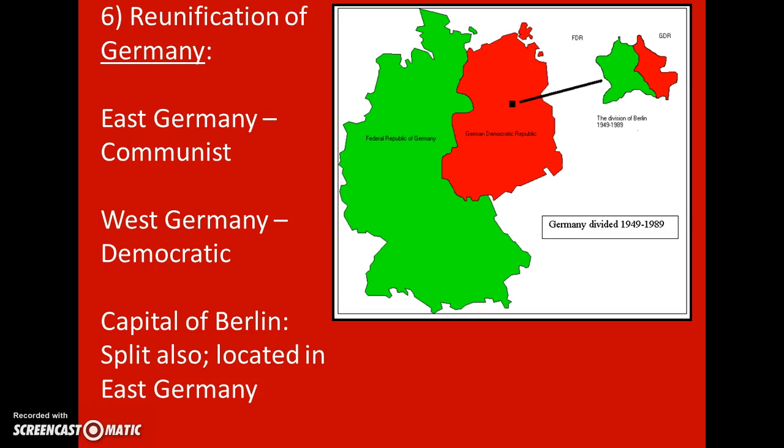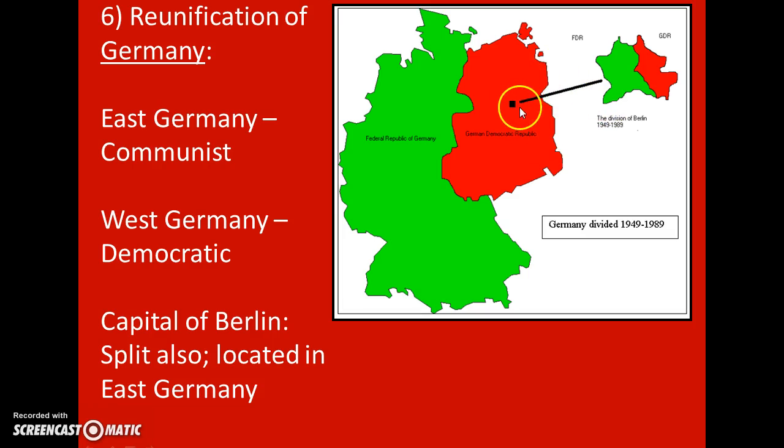The sixth and final cause we'll be discussing today of the Cold War is the reunification of Germany. Remember that in the Yalta Conference at the end of the European front during World War II, it was decided that Germany would be split into 4 zones, with each Allied country occupying one zone. After World War II, the zone of Germany controlled by the USSR became a communist nation, East Germany, and West Germany, controlled by the United States, Great Britain, and France, remained a democracy.